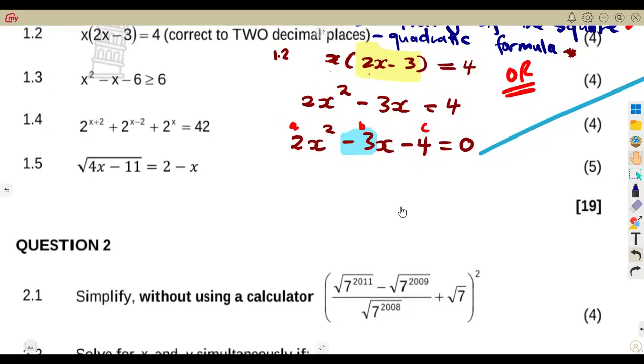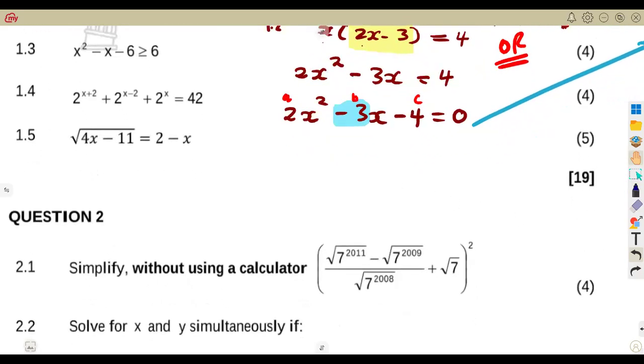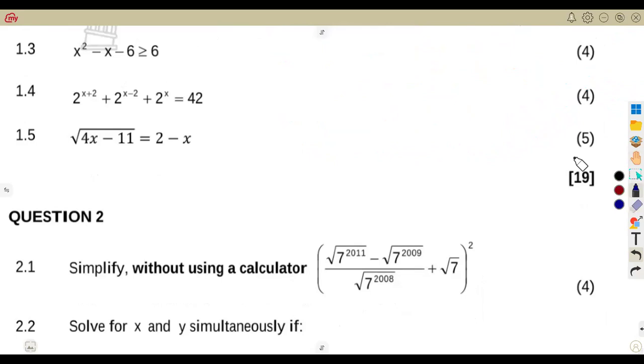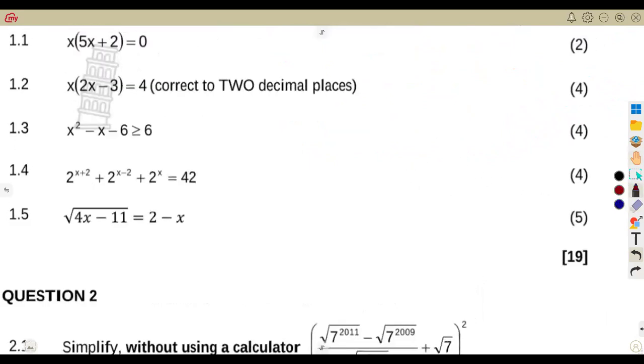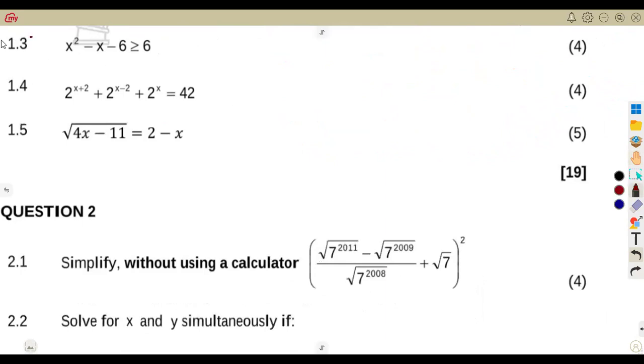So there, if the method is not given, you choose which one you want to work with. Sometimes they do specify using this method. If they specify, you do not have a choice. But in this case, it was just solve.